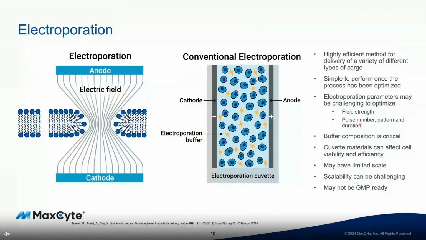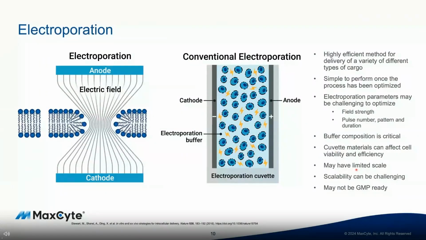But if you do this too strongly, you could irreversibly damage the cell membrane too. So it's really important to have a balance with all of these parameters to give you both efficiency and cell viability. Buffer composition can be important, where different instruments might have different buffers for different cell types. There's the cuvette material to consider. Aluminum, for example, creates toxic aluminum ions, which can aggregate DNA and induce cell death. So the type of cuvette material does play a role in electroporation success.